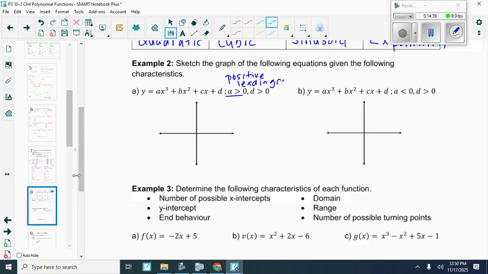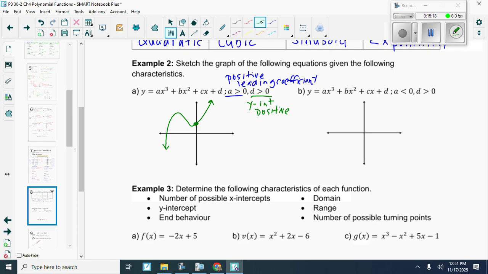D is our y-intercept, exactly. And it's also positive. So go ahead and make a positive y-intercept, anywhere you want on that y-axis as long as it's positive. Then make sure that your cubic function is up on the right, and what's it going to do on the left? Down on the left. So it might look like that.